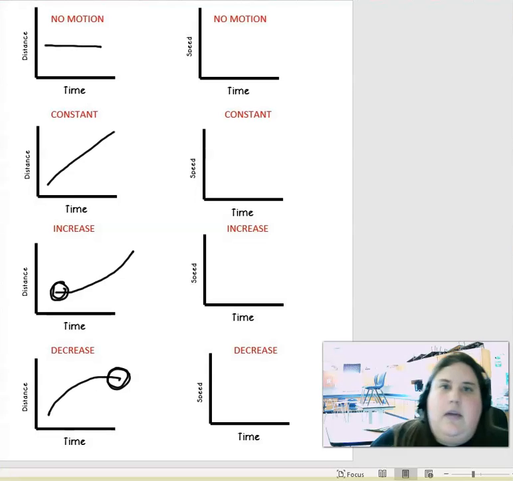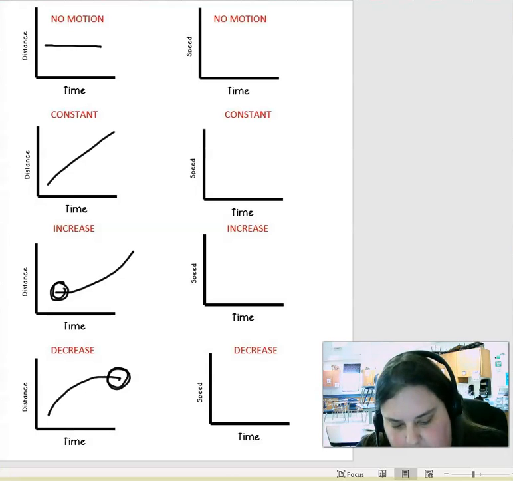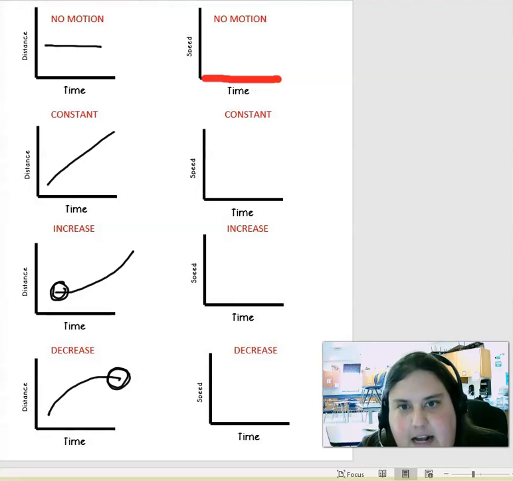Okay, so speed versus time graphs are going to look a little bit different, and they're going to tell me something different about the speed or the motion that I am seeing. So we want to pay very close attention to the difference in our axis labels, because that's going to tell me something different about the motion that I'm seeing. So in a no motion speed versus time graph, I'm actually going to have the line down here on that axis line because speed is 0.